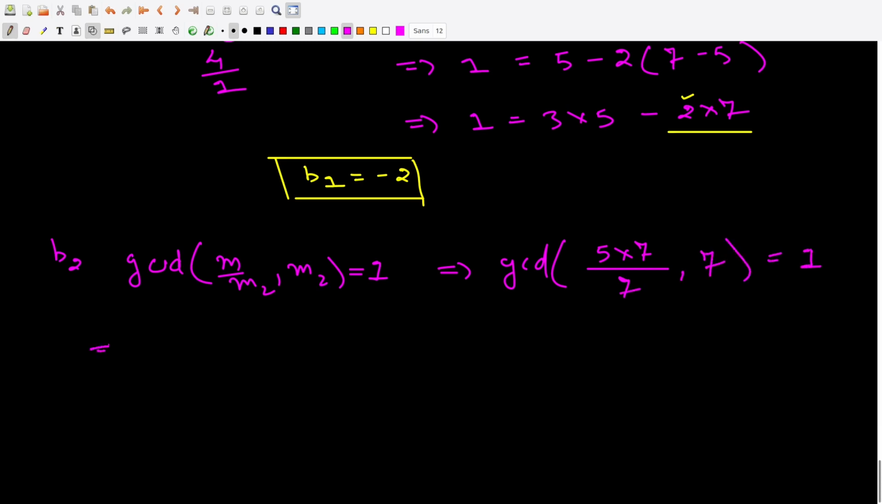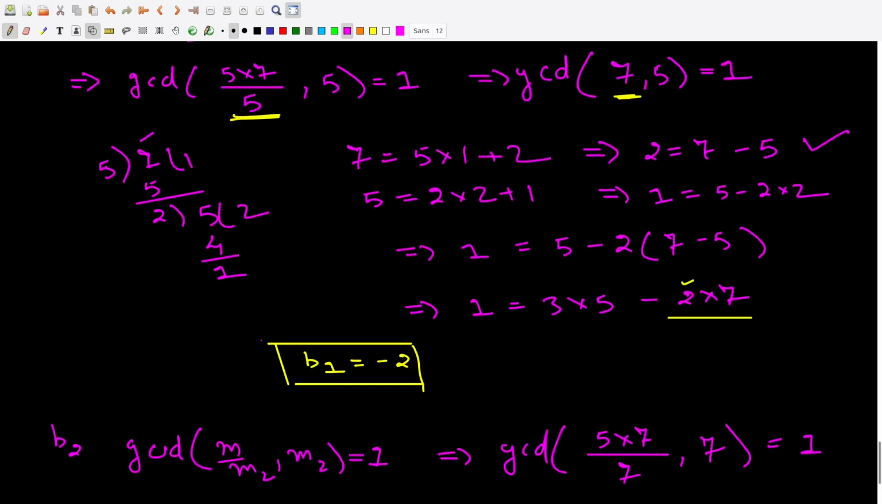So this is essentially saying that GCD of 5 comma 7 equals 1, and we have already used the extended Euclidean algorithm to find the value of GCD of 7 comma 5. So GCD of 7 comma 5 is GCD of 5 comma 7. So we can use the same equation, which is this, in order to find the multiplicative inverse.